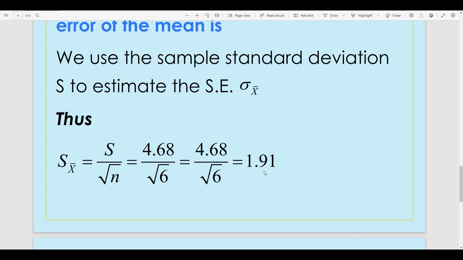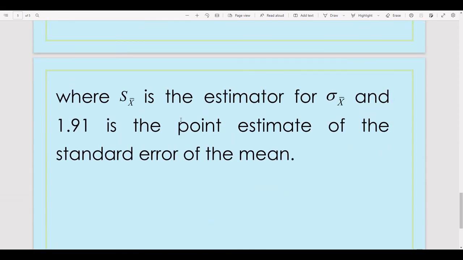1.91. So this is the standard error for the population, which is represented by sigma x bar. Sigma x bar is the standard error of the population. So 1.91 is the point estimate of the standard error of mean for the population based on sample observations.